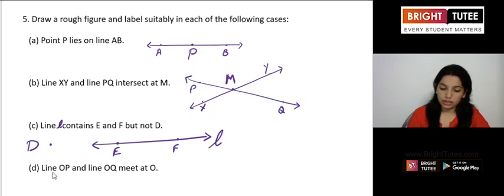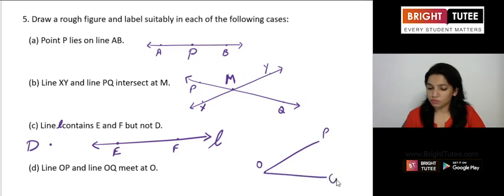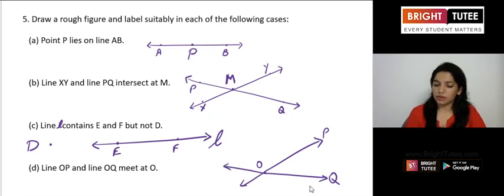Now the last one is line OP and line OQ meet at O. So simple. Line OP and line OQ. So these are the two lines that meet at O. If you want, you can extend the lines endlessly. Again, it's okay to do this. So we can see line OP and line OQ. You can also write these points here. Either way, it's correct. So we can see these lines are meeting at the point O.